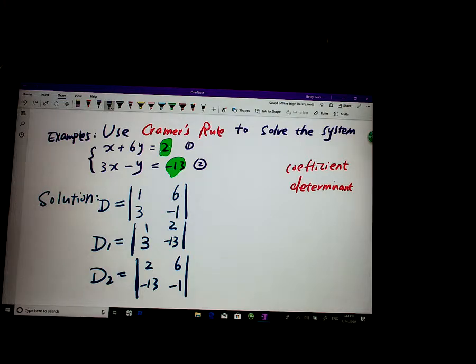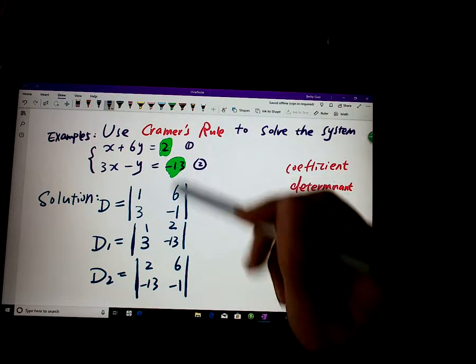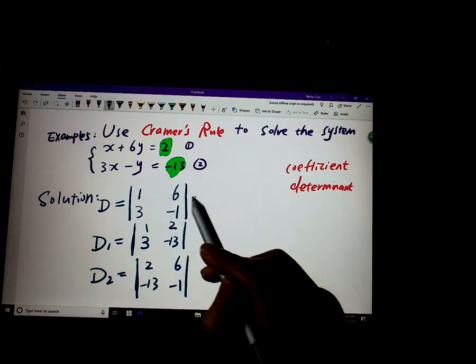All right, I'm going to give you a moment to digest. The coefficient determinant is easy to find, right? How do we derive D1 and D2 from D? How do we put the two constant terms, 2 and -13, in the determinant to create D1 and D2? Okay, so let's evaluate them.